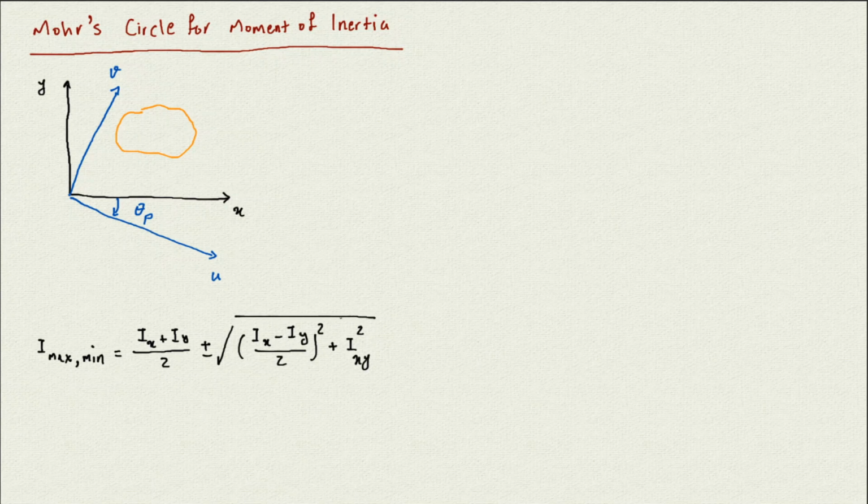One more time, assume we rotate the x-axis until we get to the axis u, where the maximum moment of inertia happens at the angle theta p. Let's assume it's theta p1, where the maximum happened, and then 90 degrees from theta p1 is theta p2. If I go 90 degrees from u, I get to the v axis, which has the I minimum, the minimum moment of inertia.